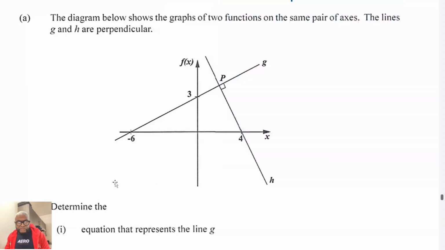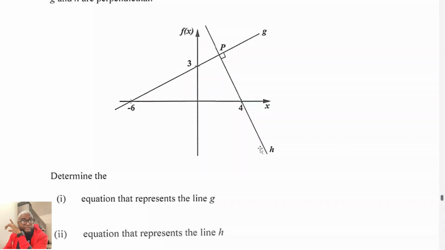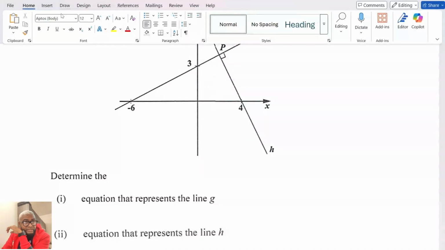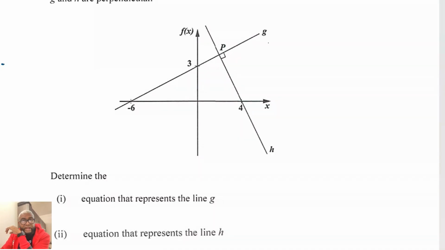So let's go. Determine the equation that represents the line G. So we're looking at the line G. Everybody see the line G? So two things we have to figure out here, right? We have to figure out what the gradient is, and we need to figure out what the y-intercept is. We need the gradient.